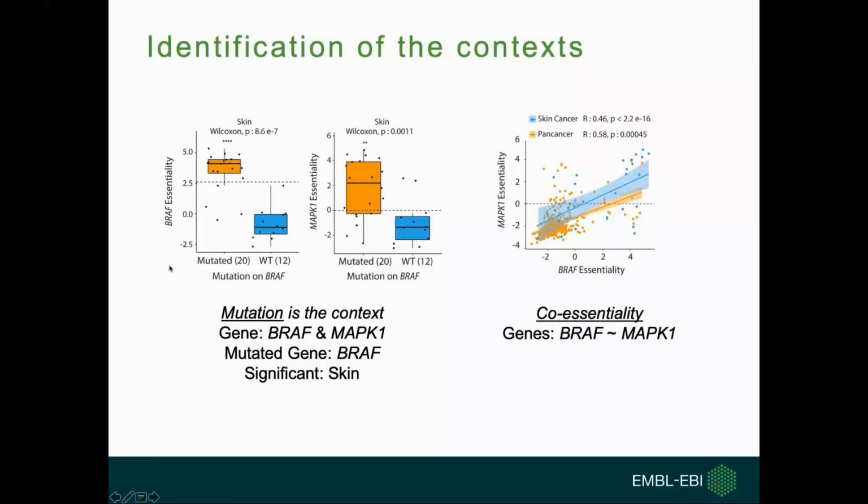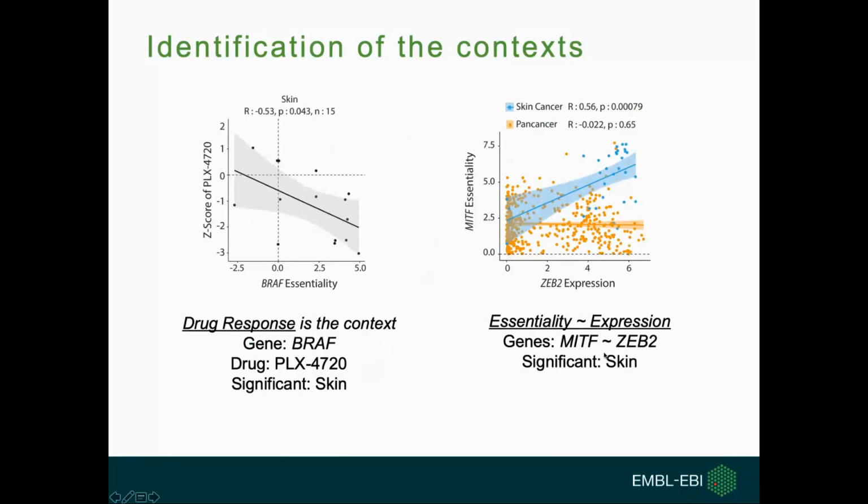For mutation, if a gene is mutated, you can search whether this mutation affects the essentiality of itself or of another gene. You can search through co-essentiality in some specific cell types to pan-cancer. These are just examples; I will explain later because I'm going quite fast. For example, you can search whether essentiality values are correlated with drug response or drug resistance of the cell lines in specific tissues or cancer types. And also you can search through essentiality to expression correlation of the genes. It could be different or the same gene inside the tissue or pan-cancer.